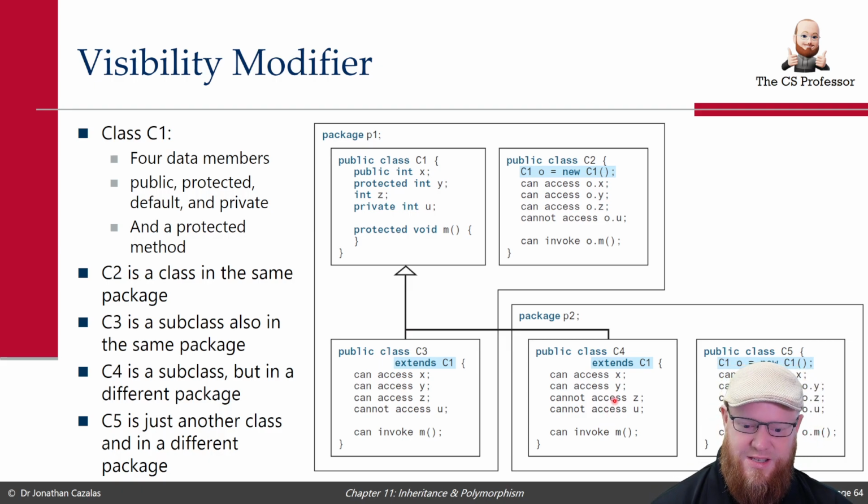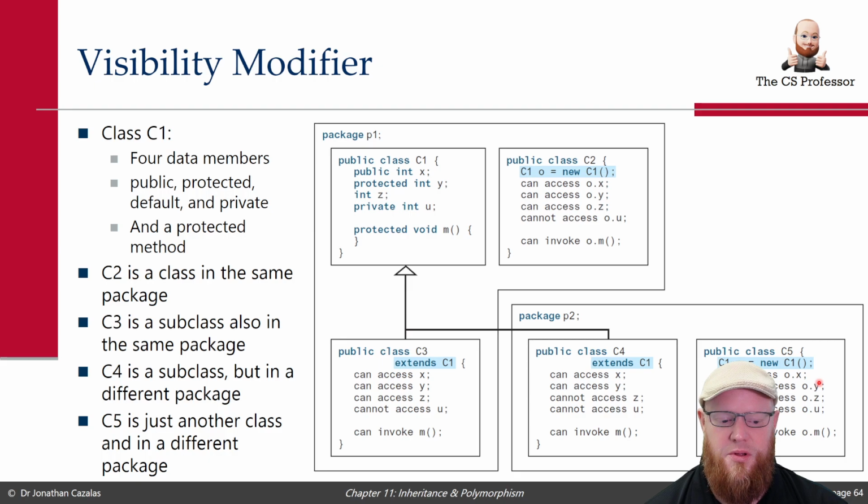The reason it is accessible is because Y is protected. And protected says you're not accessible in another package unless you're a subclass. Well, check it out. C4 is a subclass of C1, so therefore Y is accessible. But when we come over here to C5, it's not accessible because it's in a different package. C5 is in a different package, and it is no longer a subclass.